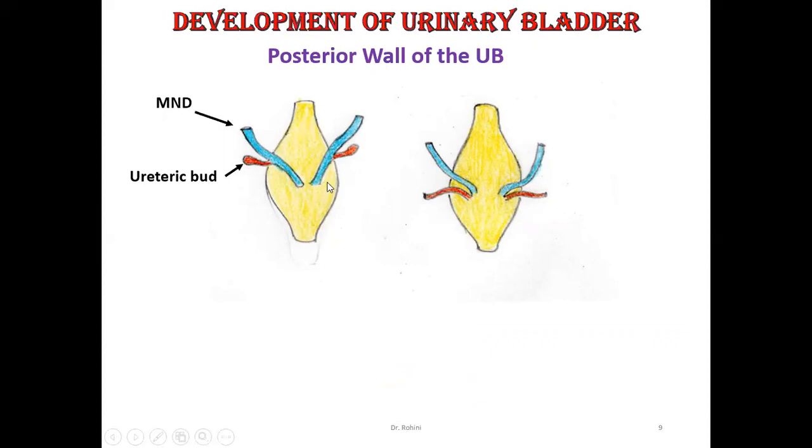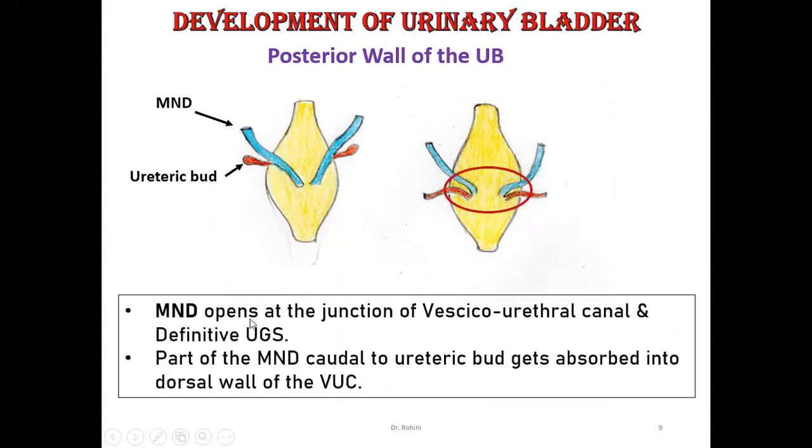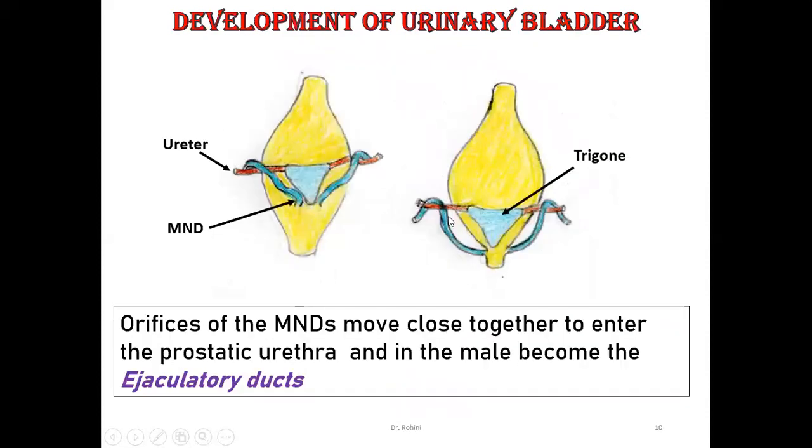Okay, so initially we have these two openings, mesonephric duct and we have ureteric bud arising. Later on, the caudal part of both get absorbed in the posterior wall and they come together here. Okay, so mesonephric duct opens at the junction of Vescico Urethral Canal and definitive urogenital sinus. Part of the mesonephric duct, which is caudal to the ureteric bud, gets absorbed into the dorsal wall of Vescico Urethral Canal here. Okay, then what happens?